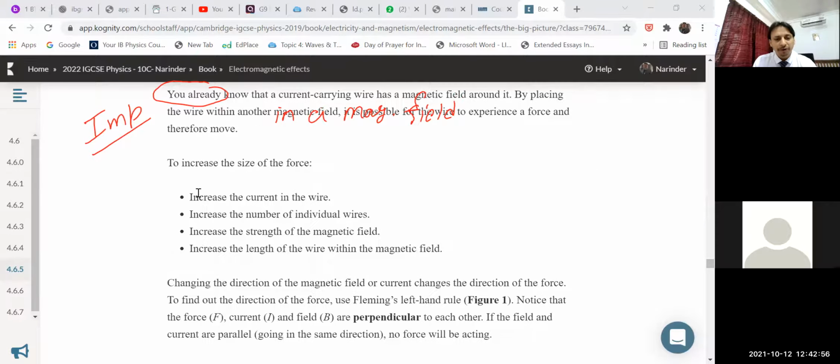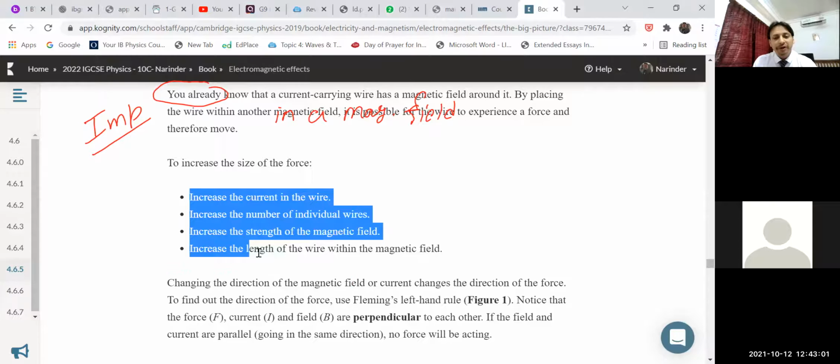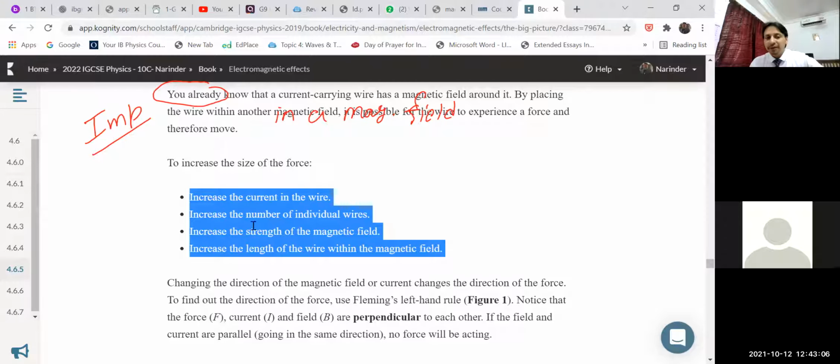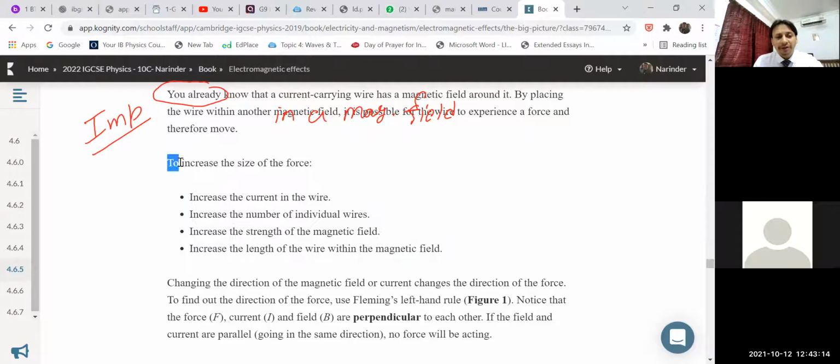Let me show you some information about this topic. Basically, these points are almost common, children, that we have discussed in our previous lesson also. How would you increase the strength of magnetic field? Increase the current, increase the number of turns, increase the length of the wire. All these points, remember how to increase. Actually, here this is about the force. If the force is acting on a current carrying conductor, we are interested to increase the strength of this magnetic force. First factor, increase the current in the circuit, increase the number of turns, or increase the number of individual wires.